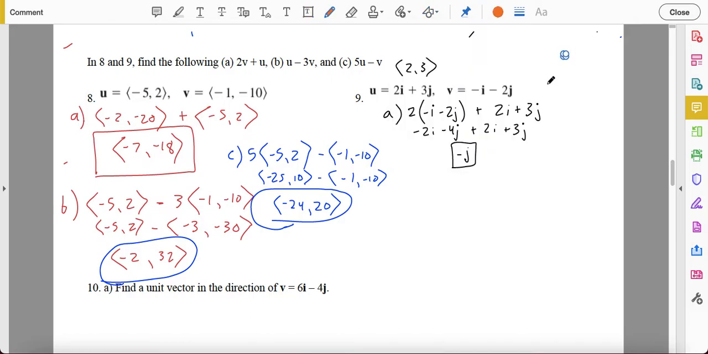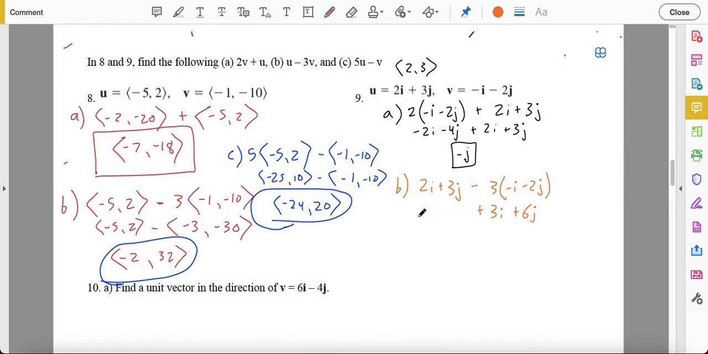Go orange. All right, so we've got part B, which is u minus 3v. So we've got vector u, 2i plus 3j, minus 3 times vector v, which is negative i minus 2j. All right, so distributing, negative 3 times negative i is plus 3i, and negative 3 times negative 2j is plus 6j.